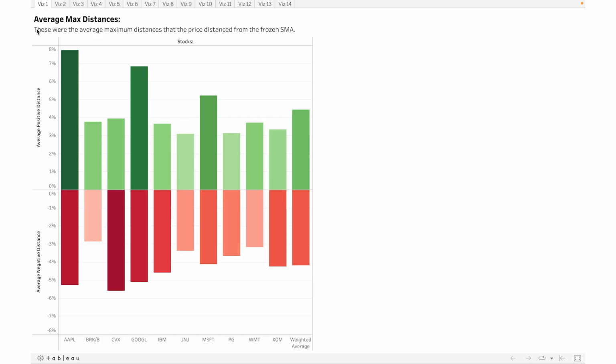Now, let's delve into the part we've been waiting for, the results obtained from the data. In this section, we will be viewing several Tableau charts. We will begin with the average maximum distances.